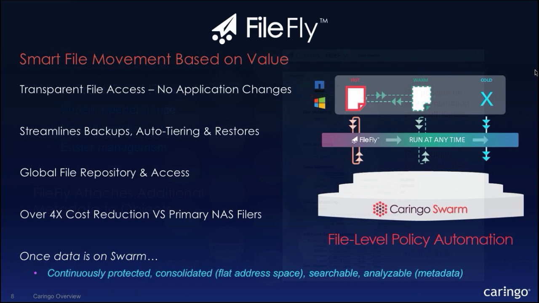So what FileFly does is, using policies that you create, it matches these files and moves the data of these files into Swarm, but it leaves the access to the files on your primary storage, on your Windows server or your NetApp. So if your end users or applications want to access them, they continue to do it as they do today. They don't even know that the data no longer resides on your primary storage. And FileFly just brings it back on demand when they need it, transparently.